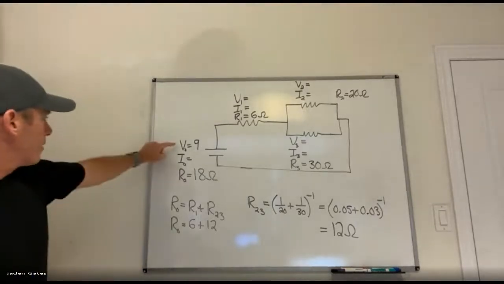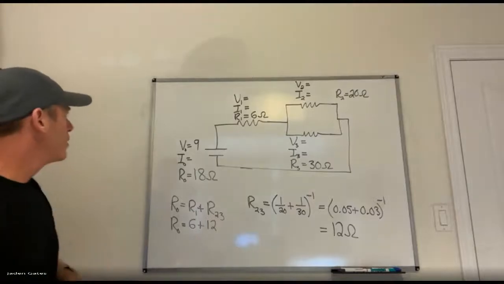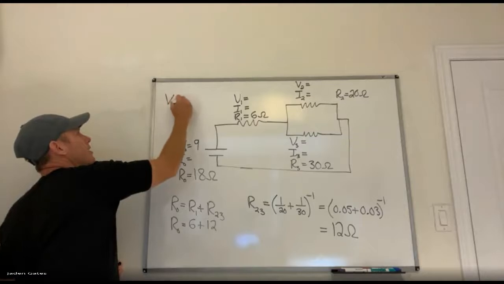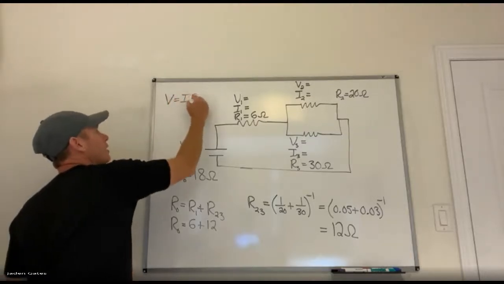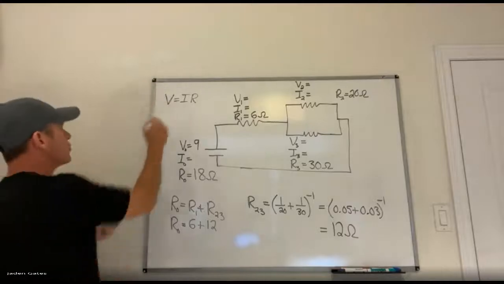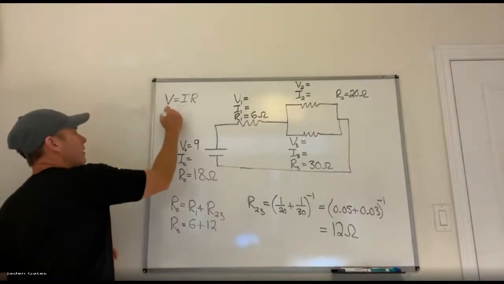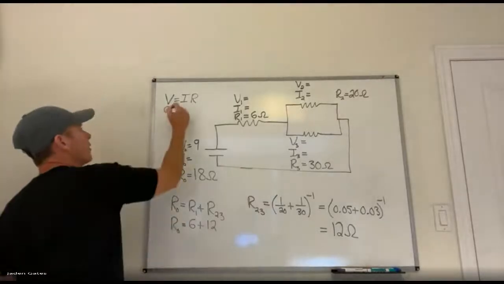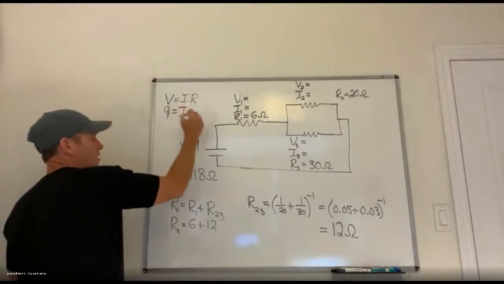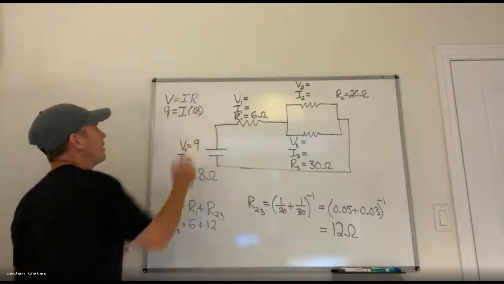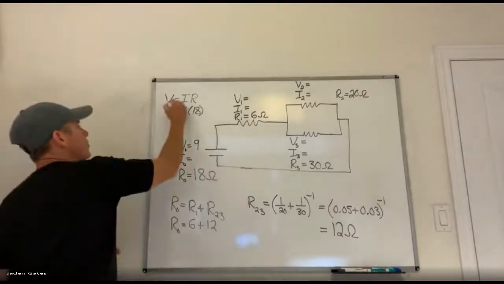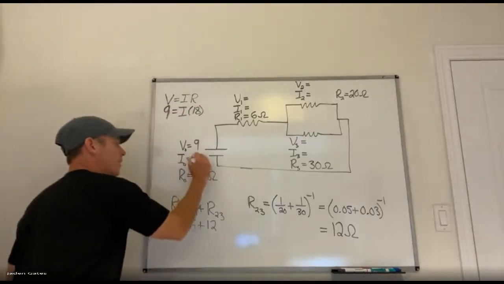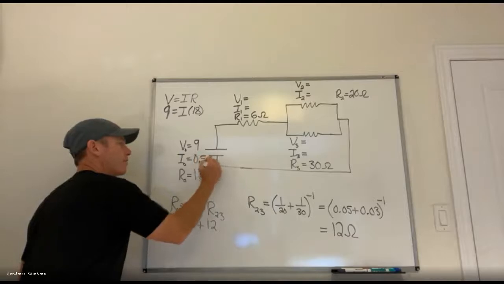Now again, I got 2 out of 3 here. So I'm going to use Ohm's law, where V is equal to IR. My voltage is 9. My markers are terrible. We're finding I. R is 18. If I divide both sides by 18, RO is going to be 0.5 amps.